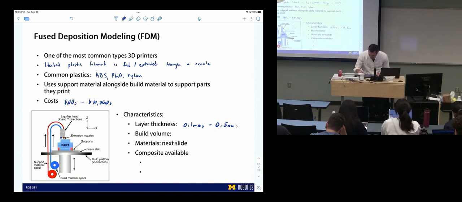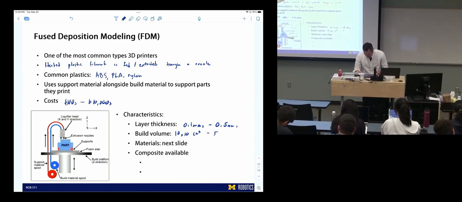Build volume, these are probably like 10 by 10 centimeters squared to 50 by 50 centimeters squared. Materials we'll talk about in the next slide.